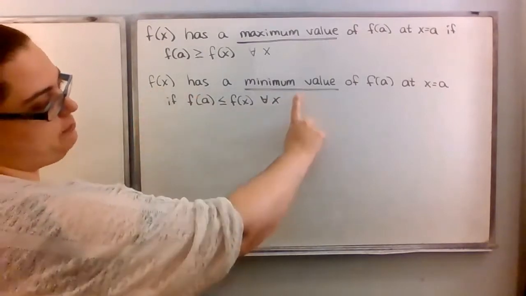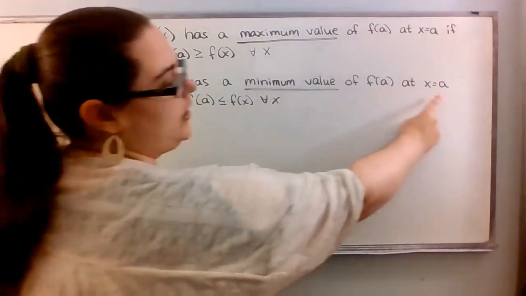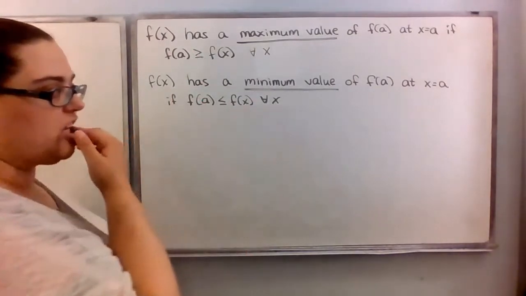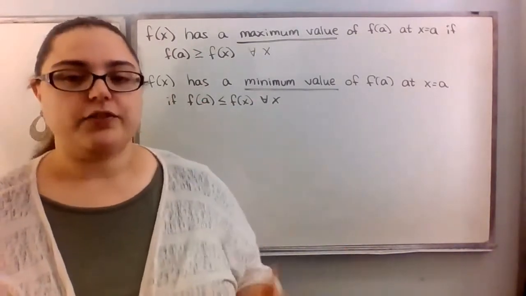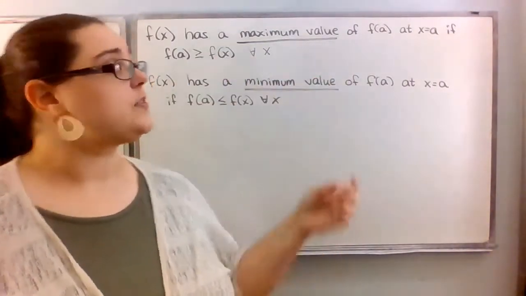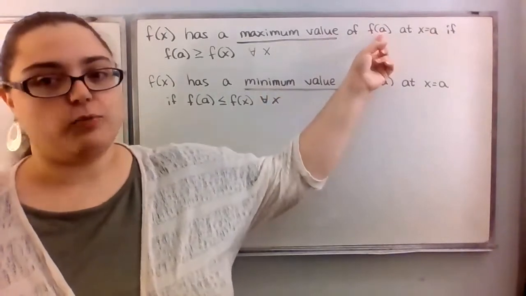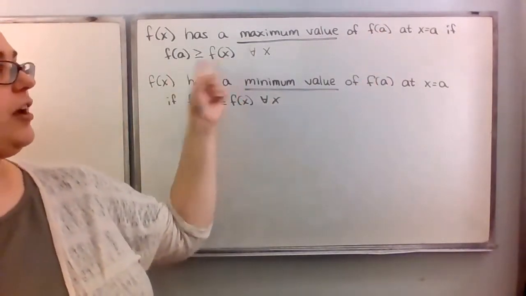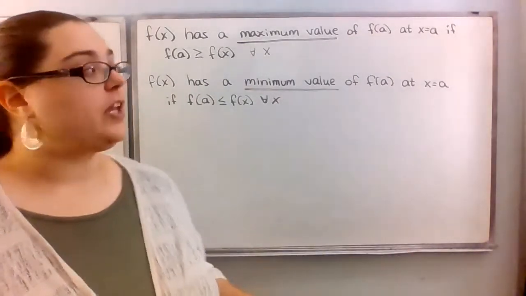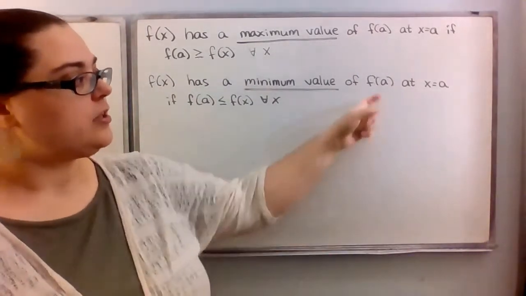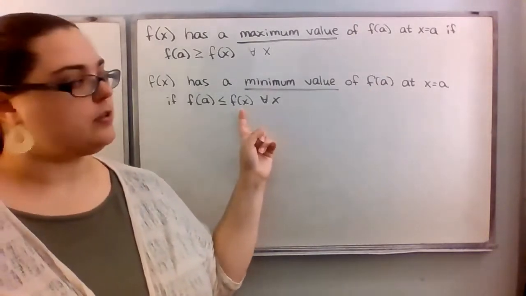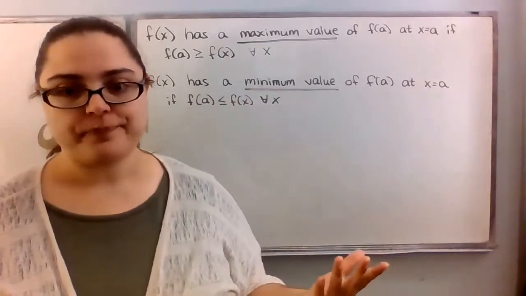Similarly, f of x has a minimum value of f of a at x equals a if f of a is less than or equal to f of x for all x. In other words, if you have a function and there's a y value that's bigger than all the other y values, it's a maximum. F of a is the y value and it is bigger than all the other y values. That makes it a maximum. It's a minimum if it's smaller than all the other y values. So if f of a is smaller than all the other y values, then that's a minimum value.